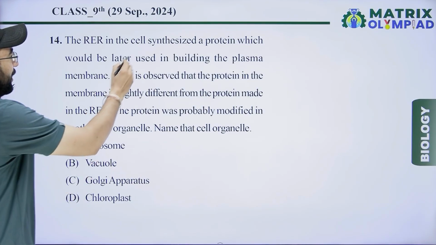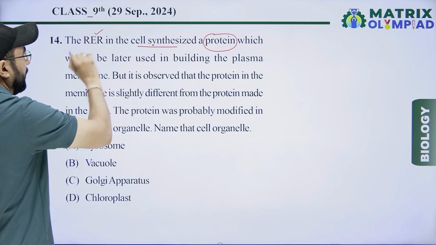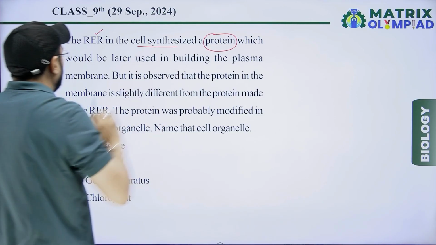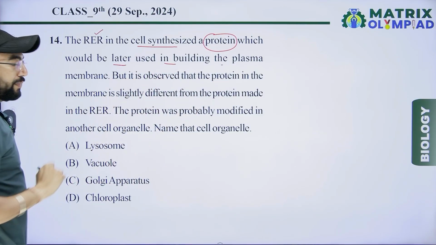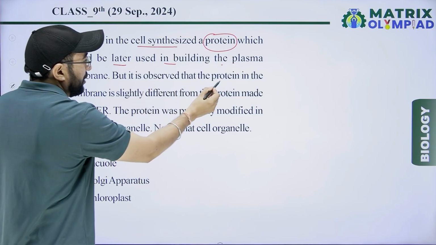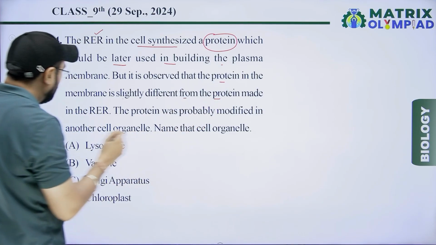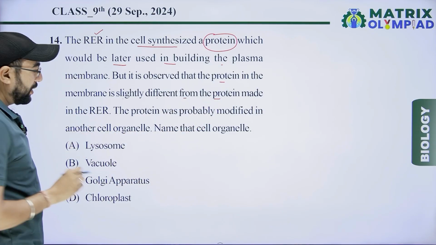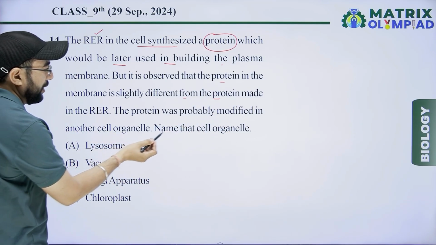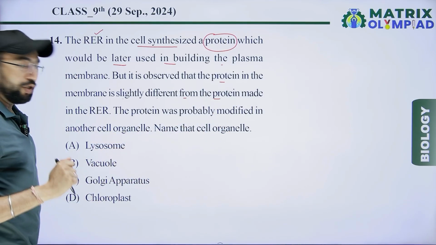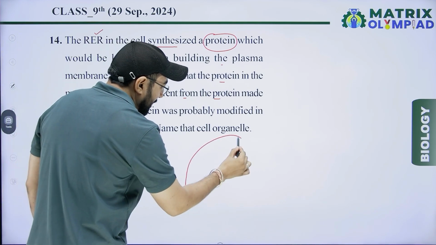The RER in the cell synthesizes a protein. Rough endoplasmic reticulum helps in protein synthesis, which would later be used in building the plasma membrane. But observe that the protein in the membrane is slightly different from the protein made in the RER. The protein was probably modified in another cell organelle. Option A, lysosome.